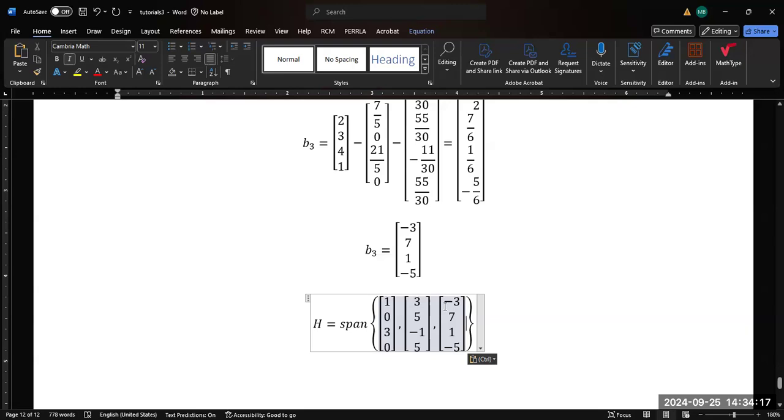So 1 times negative 3 is negative 3. 3 times 1 is 3. That's 0. The other two components are 0. So B1 dotted with B3 works. So now let's try the other one. 3 times -3 is -9. 5 times 7 is 35. 1 and -1 is -1, and 5 and -5 is -25. And if you add all of those up, you do get 0.